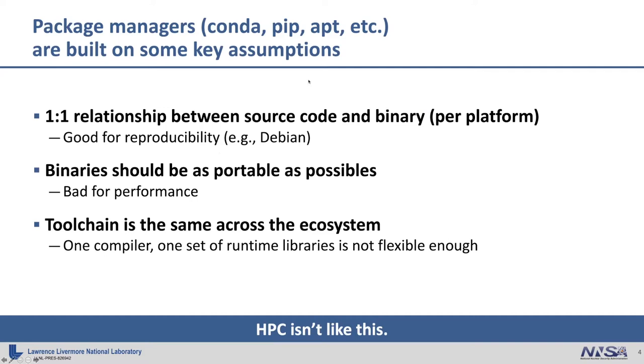If you look at package managers like these, they are built on some key assumptions that I don't think are really compatible with HPC. So in all of this binary reproducibility discussion, there's this assumption that there's a one-to-one relationship between the source code and the binary. And so for a given package, there's this assumption that there's a canonical package for it, that you can download the Debian package for that thing, that you can verify the path from the source to the binary, and that's enough.